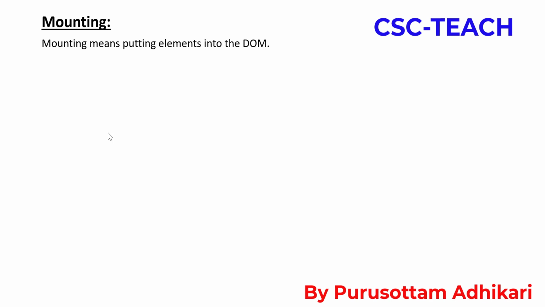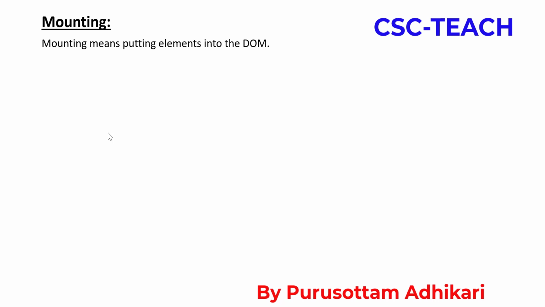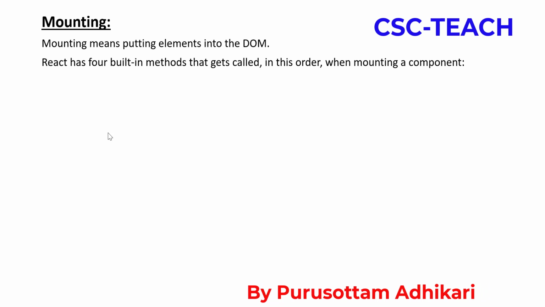Then let's jump to another phase, that is mounting. Mounting is the process of creating an element and inserting it in a DOM tree. Mounting means putting an element into the DOM. If you put any element into the DOM, this process is known as mounting in React. React has four built-in methods that get called in order when mounting a component.